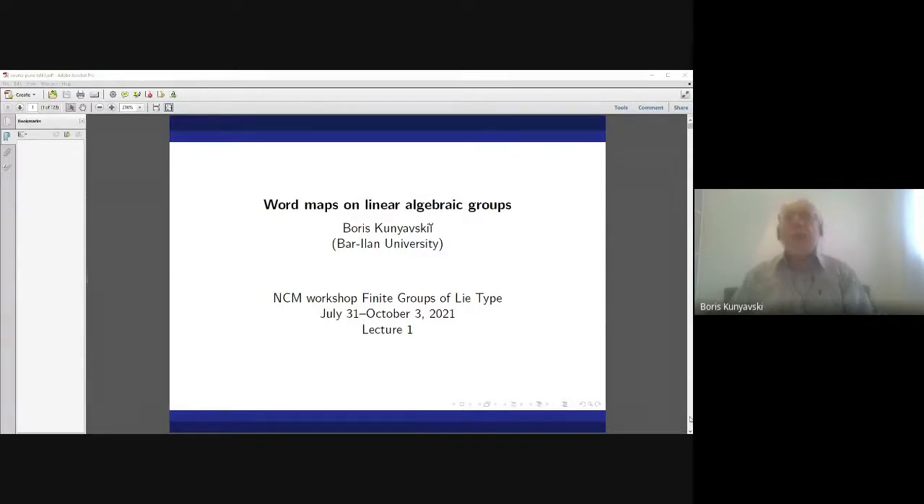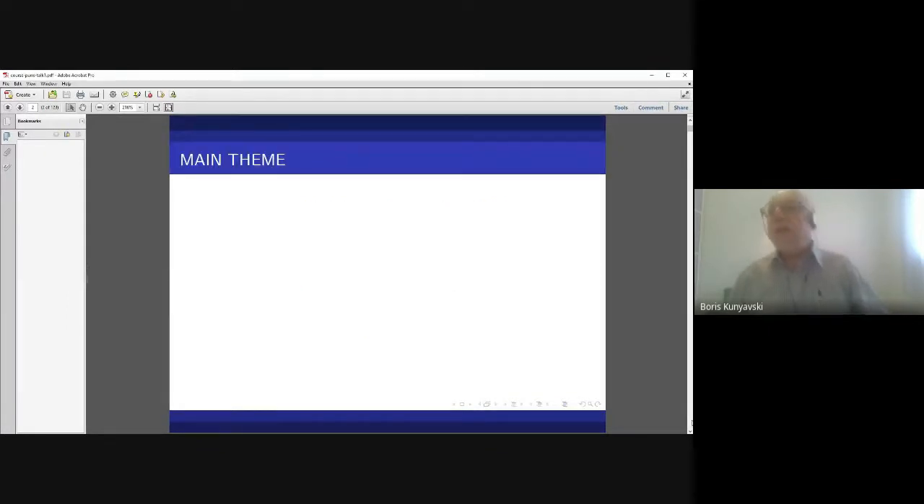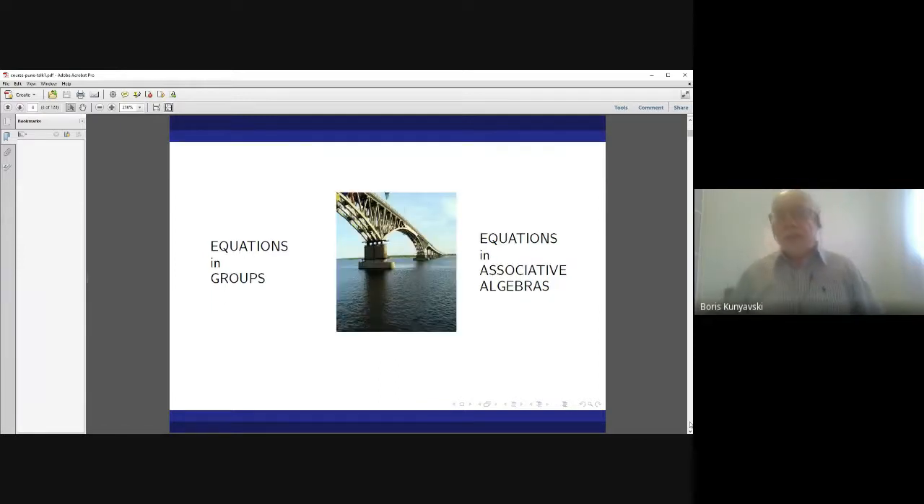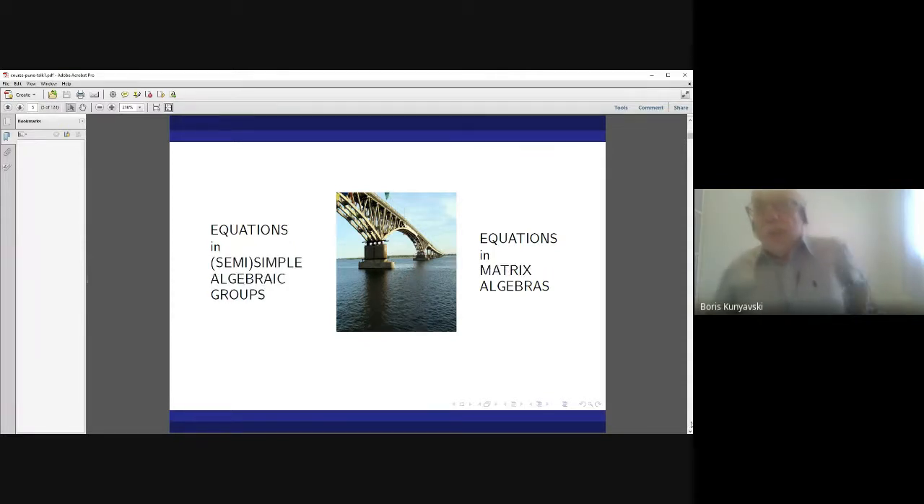First, let me describe my main motivation for working in this area. Maybe it's not the main theme for other people, but for me, it's important to understand how equations in groups are related to equations in associative algebras. Informally, what I want is to construct a sort of bridge between these two areas, which are related, but not as closely as I would wish. And I will be more modest for the reason which will be explained later.